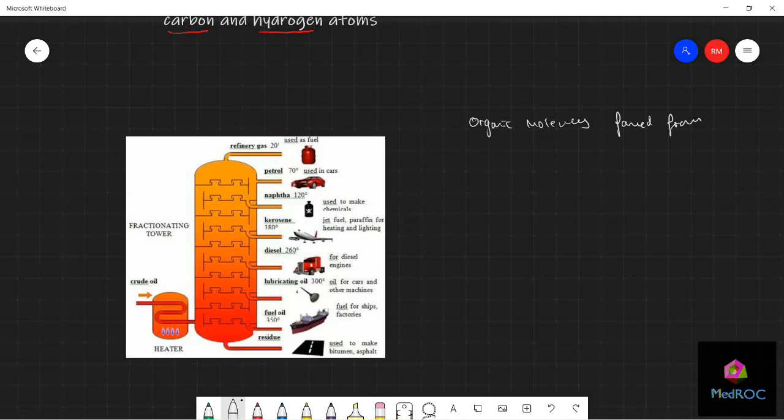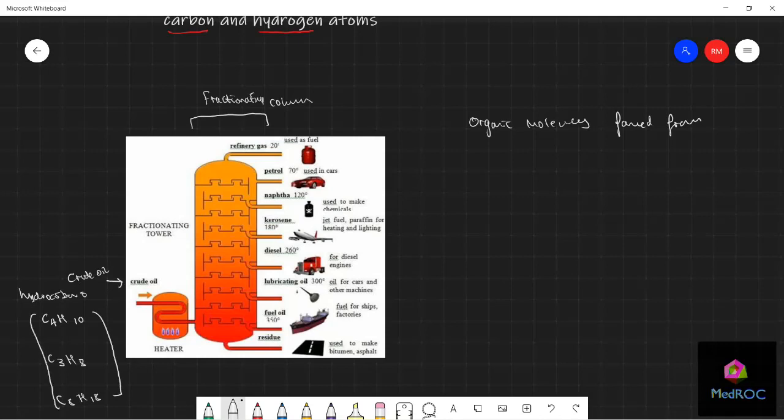So essentially what we have here is a fractionating column, and we have this term here called crude oil. We'll get back to the fractionating column in a second, but essentially crude oil is a mixture of all of these different types of organic molecules, or all these different types of hydrocarbons. In these hydrocarbons we could have, say, butane, C4H10, we could have propane, C3H8, we can have octane, C8H18, and they could all be in this.